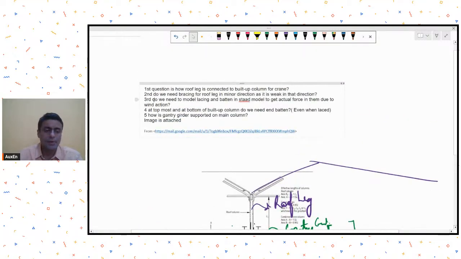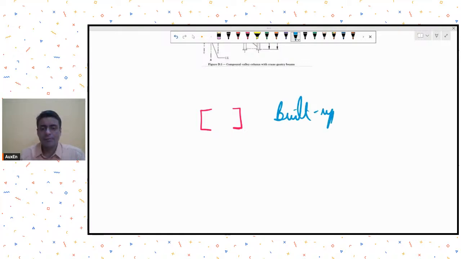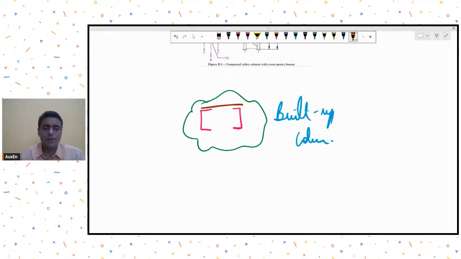All right. The third question is, do we need to model lacing and batten in the STAAD model to get actual force? This is a query which many practicing engineers have. What happens is that when we make any steel built-up column, whether we make it in STAAD or in ETABS, usually we make it only like this. We will not usually model the connecting elements which make it built up. It can be batten plates or it can be lacings. So we don't model it.